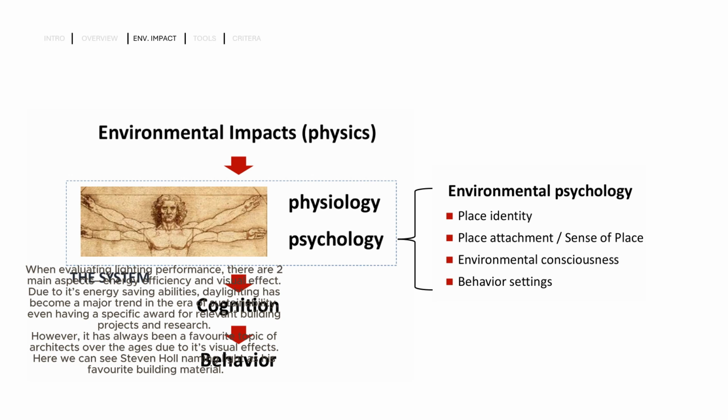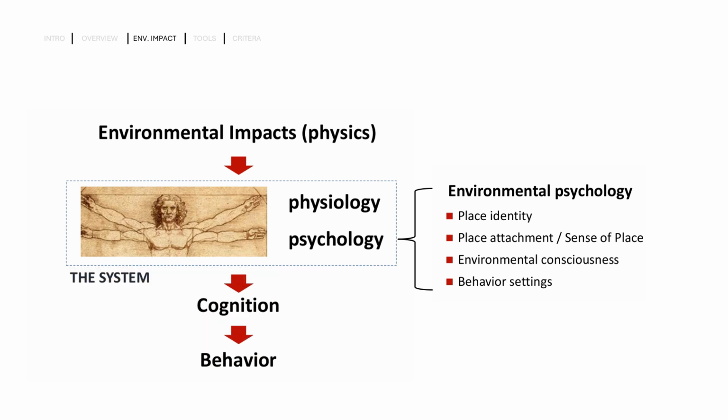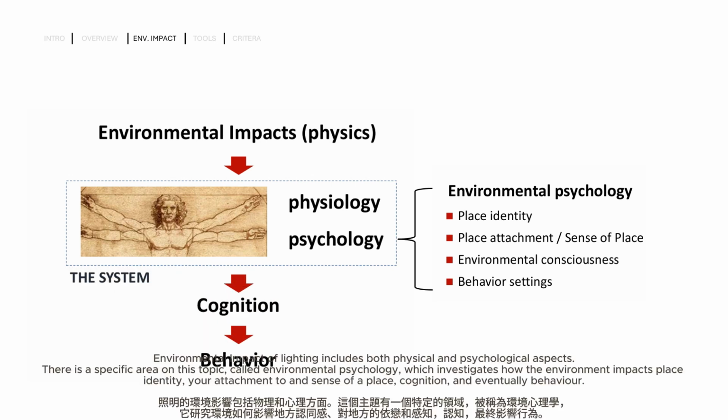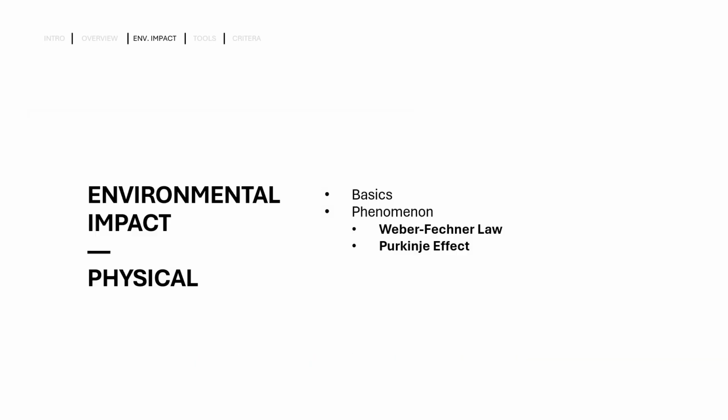Environmental impacts of lighting include both physical and psychological aspects. There's a specific area on this topic called environmental psychology, which investigates how the environment impacts place identity, your attachment to and sense of a place, cognition, and eventually your behavior. First, the physical aspects. Here is a quick overview of what we'll be talking about.